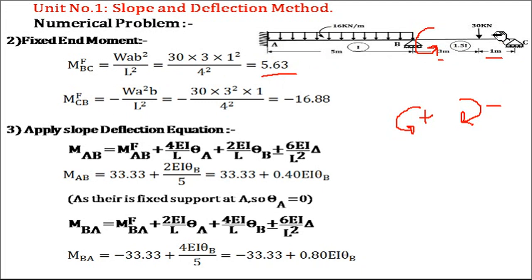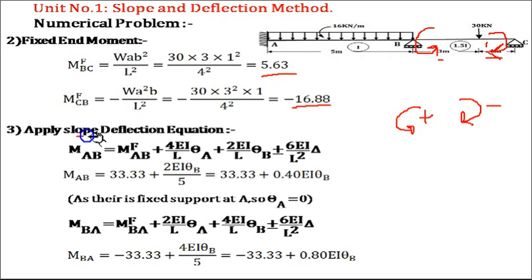Now fixed moment in member CB is in clockwise direction. As it is in clockwise direction, it is minus WA square B upon L square. Value of A is 3, and value of B here is 1. Putting the values, we'll get the fixed moment in member CB as minus 16.88.